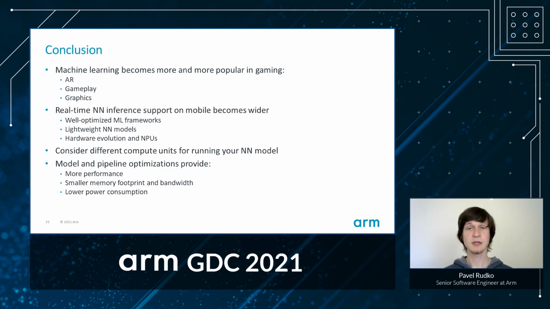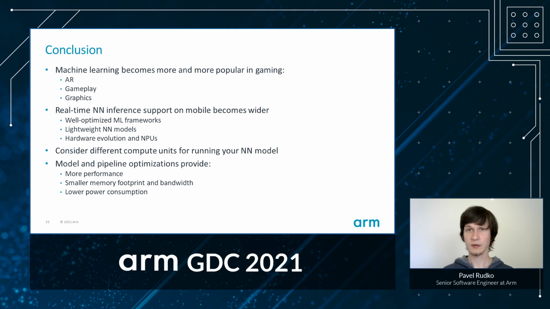So let's now summarize the key points that we have discussed today. Machine learning becomes more and more popular in gaming due to use cases such as AR, gameplay, and graphics. And real-time neural network inference support on mobile also becomes wider because we have well-optimized ML frameworks and new lightweight NN models are developed. And also we can definitely see hardware evolution and also new NPUs.